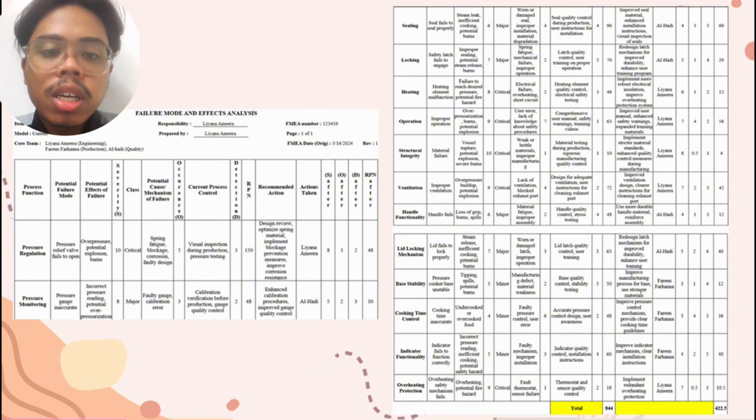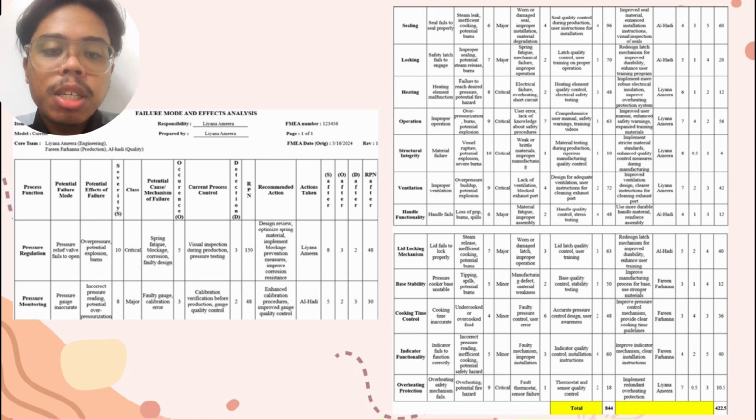Recommended actions such as a design review and enhanced calibration procedure are proposed to reduce the risk. For example, the pressure relief valve issue with an initial RPN of 150 is addressed with material optimization and corrosion prevention, reducing its RPN to 48 after implementation. Similarly, the pressure monitoring issue RPN is reduced from 48 to 30 by enhancing the calibration procedure.